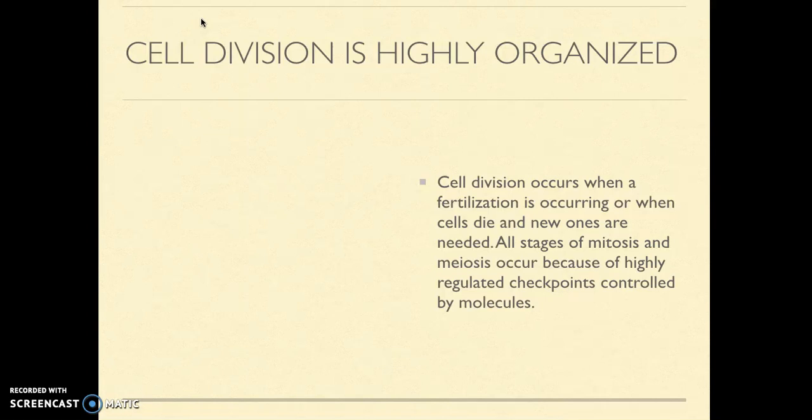Cell division occurs when fertilization is occurring, when cells die and new ones are needed, or when cells need repairing; they replicate. All the stages of mitosis and meiosis occur because of highly regulated checkpoints that are controlled by molecules.